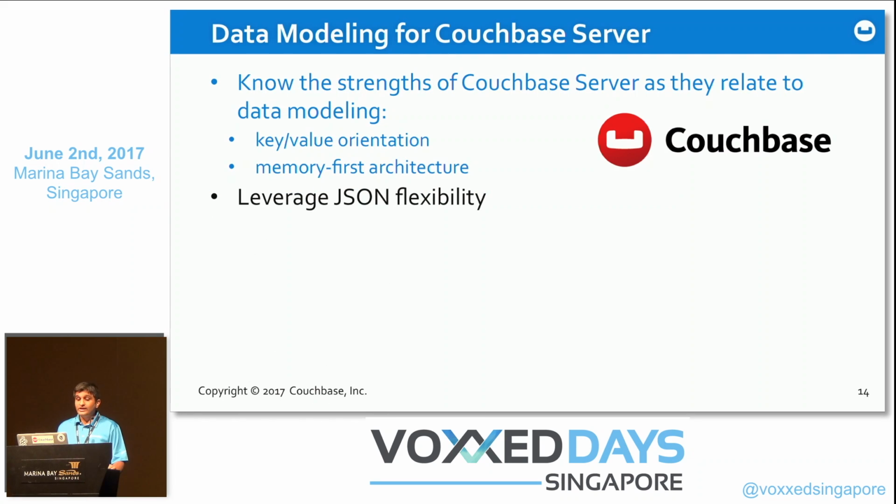So the other advantage is it leverages the JSON flexibility. Couchbase can store any kind of data. It can store XML documents, it can store normal strings, it can store binary documents, it can store serialized objects, it can store anything.